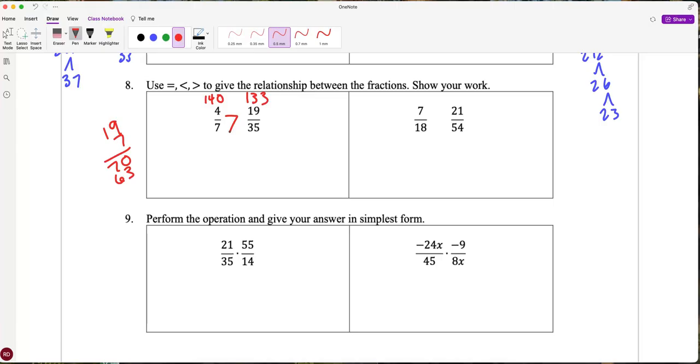7 times 54, that's 350 plus 28, that's 378. 21 times 18 is 378. These are equal.